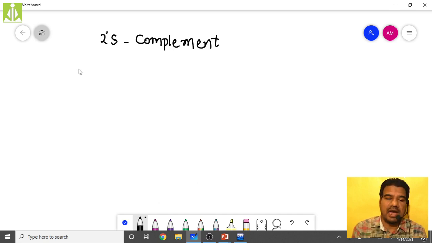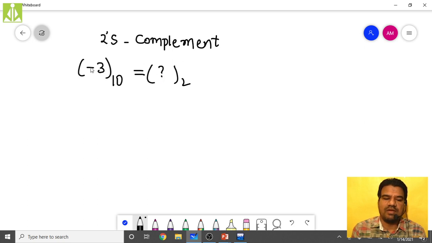Let us say we have minus 3 in decimal, and I want the equivalent binary number of this. First, we take this minus 3 as 3 only, and find the 2's complement of that number. That 2's complement is nothing but the negative representation of that number.